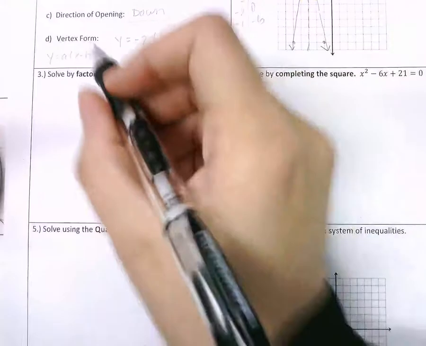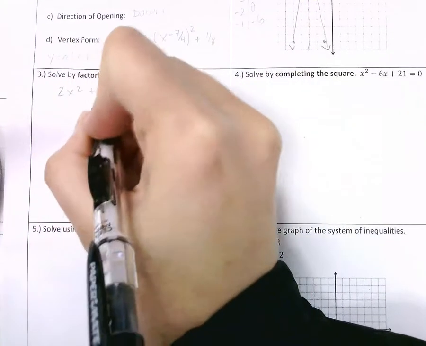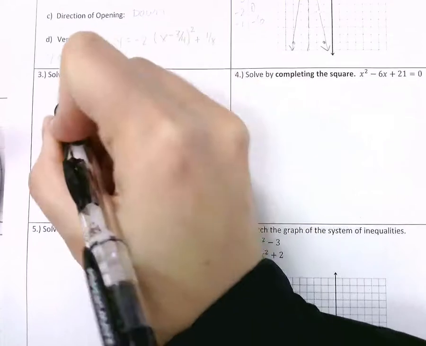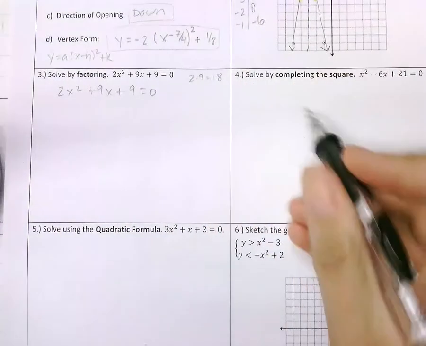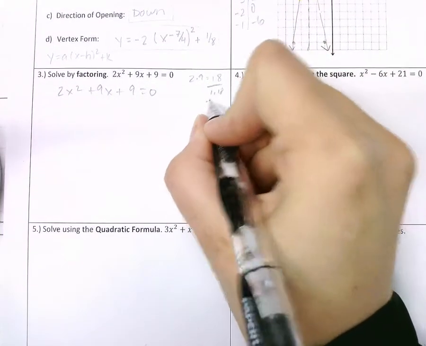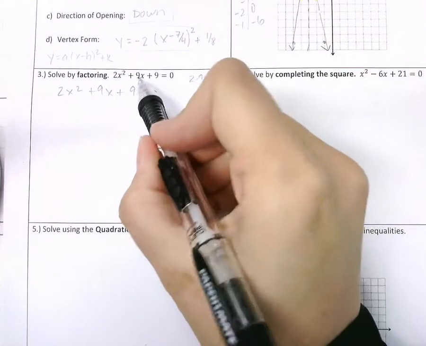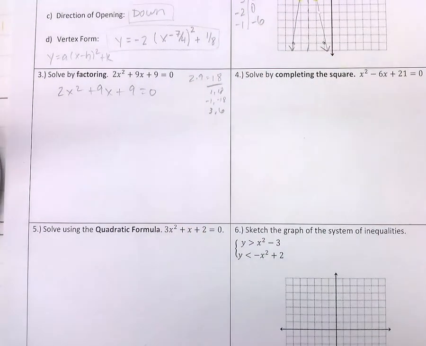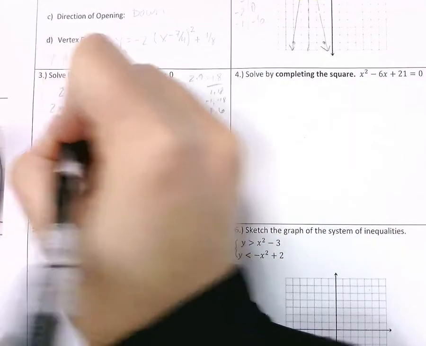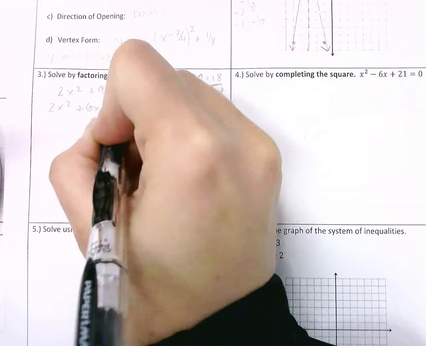So step 1, you're going to multiply A times C, and that gives you 18. Okay, you want to know what factors of 18 add to 9. 3 and 6. It doesn't matter which order. Okay, so 2x squared plus 6x plus 3x plus 9. Or you can put them in the other order.